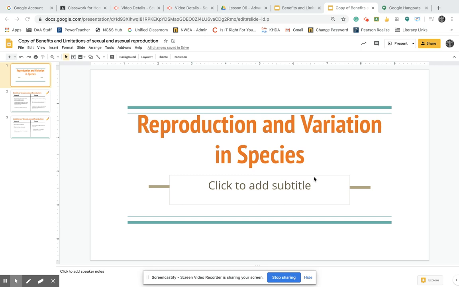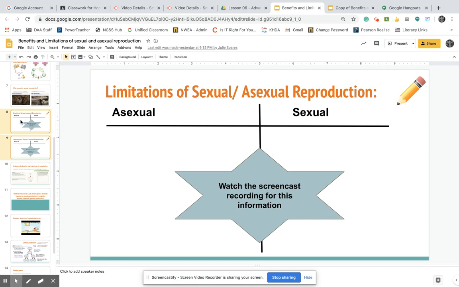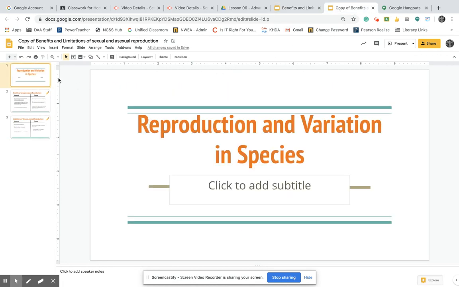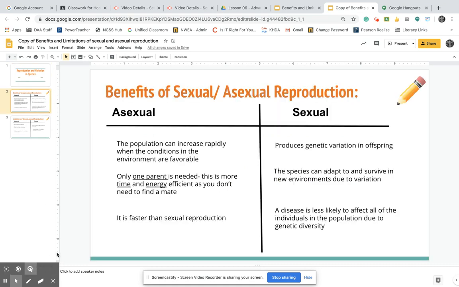All right, so these are your notes that go with the Google slide today. In your Google slide, slide 8 and slide 9, you'll find the notes here. So we're going to talk about the benefits and the limitations of asexual and sexual reproduction.